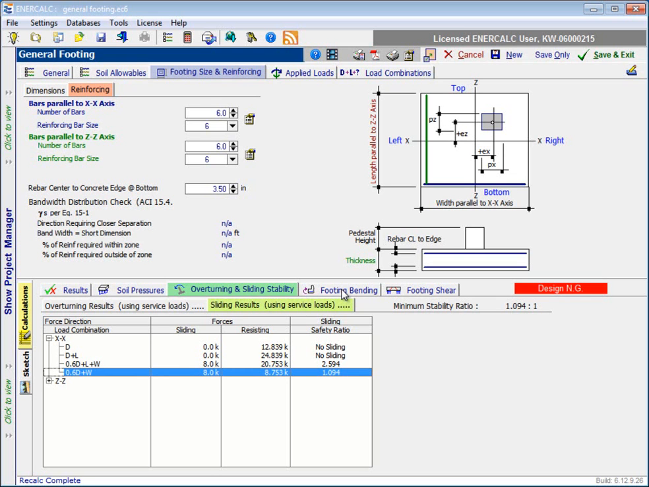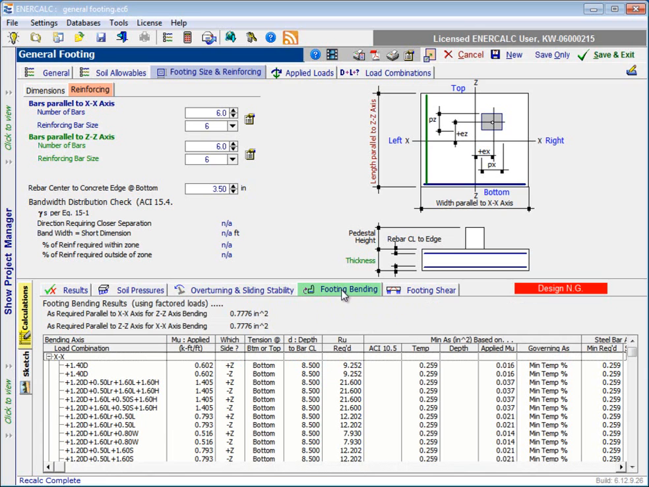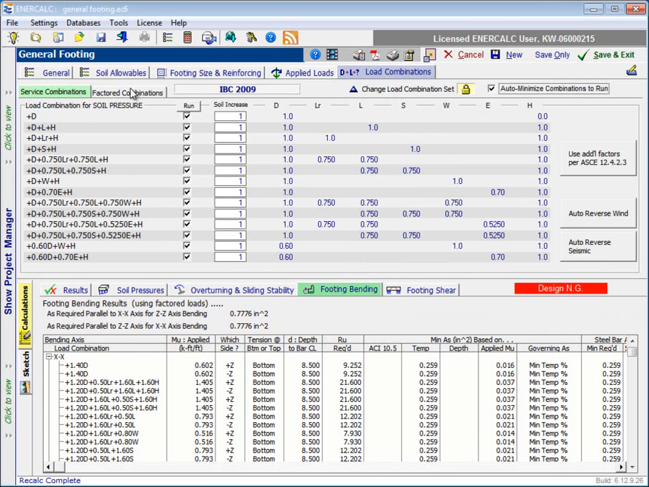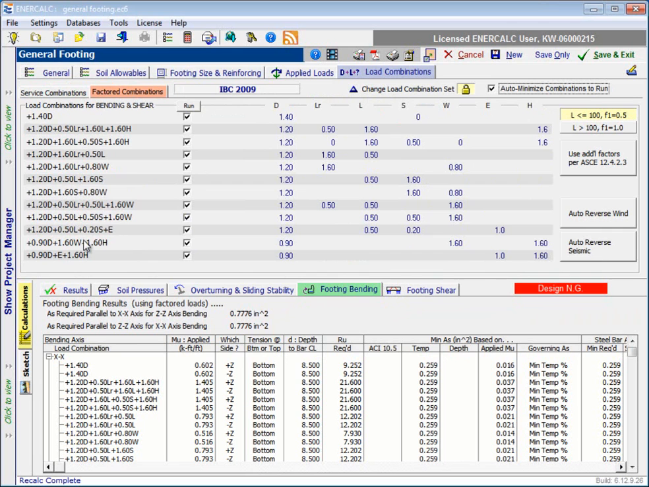The next thing that we'll do, still in the calculations category, is we'll study the footing bending tab. Here on the footing bending tab, we're provided with a note that reminds us that the footing bending results will be reported with respect to the factored loads. So these are the concrete design load combinations that were specified.